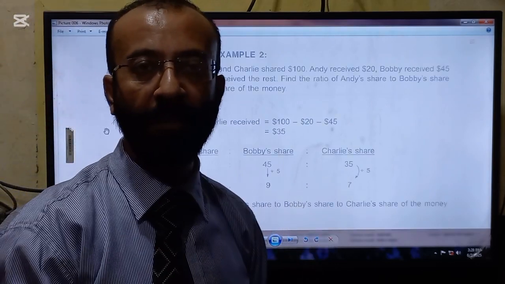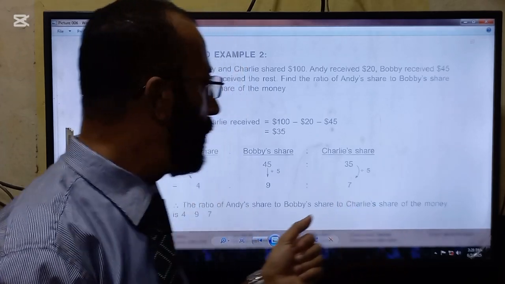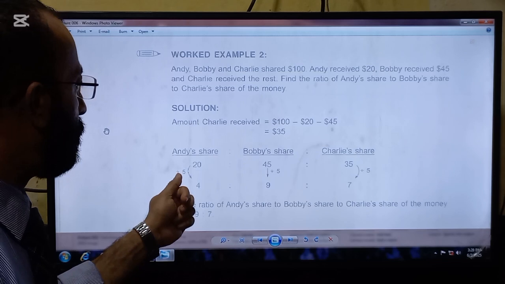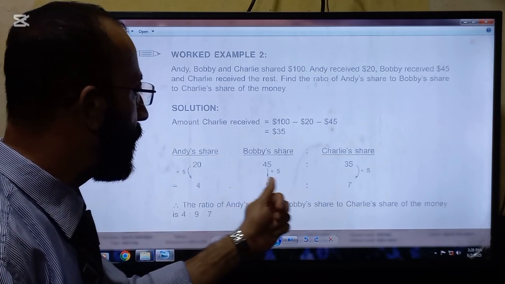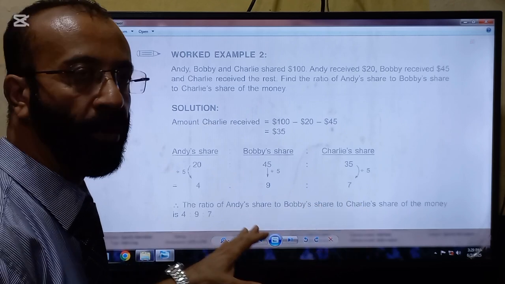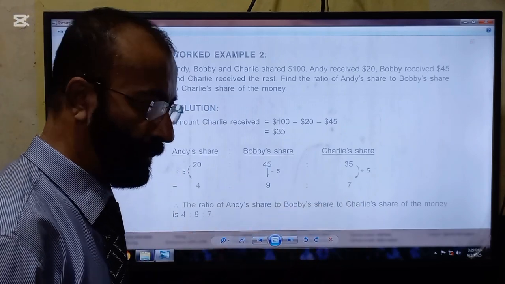And the last step will be, we will cancel the values if they are coming into the same table. So all these values are coming into the table of 5. So 5 4s are 20, 5 9s are 45 and 5 7s are 35. So this is the simplest answer. So this is the answer of the question.